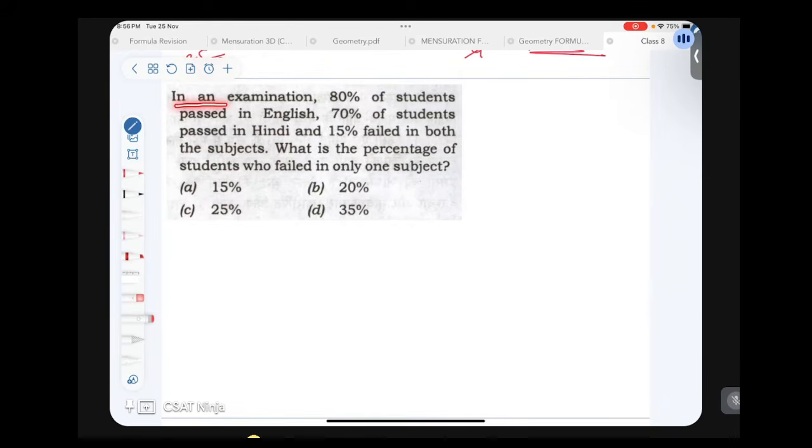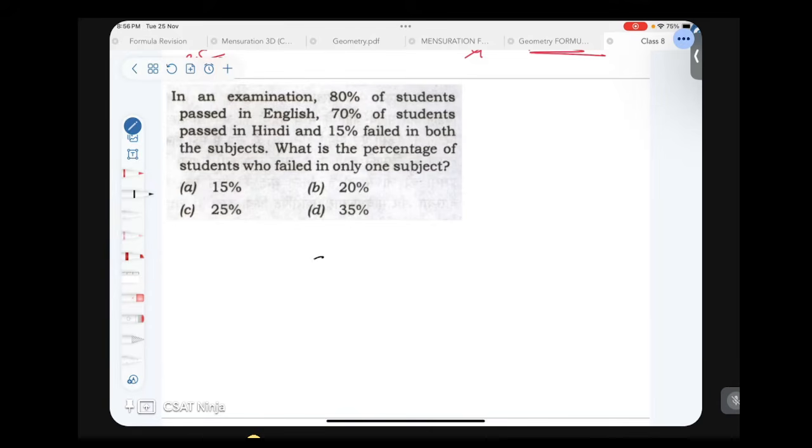In an examination, 80% of the students passed in English and 70% of the students passed in Hindi. 15% failed in both the subjects. What is the percentage of the students who failed only in one subject? Whenever you see this type of question, what I'll suggest you is always solve this one with a diagram, okay? With a Venn diagram. That is the easiest approach.